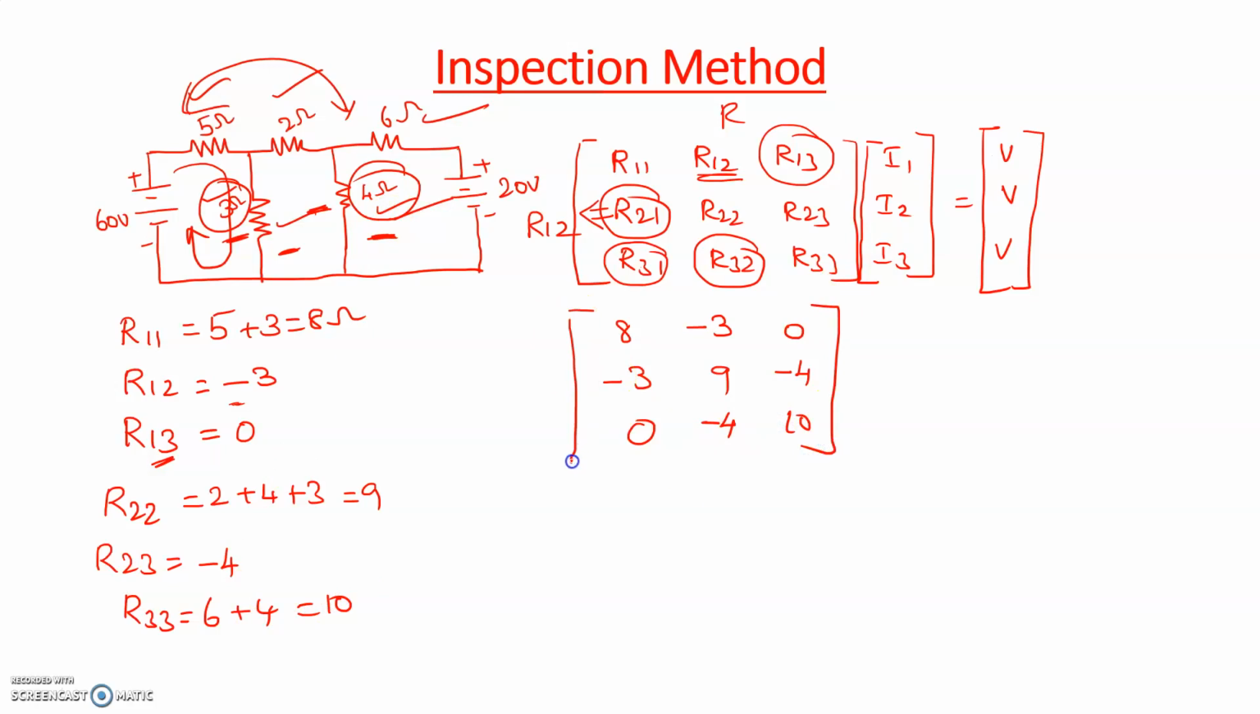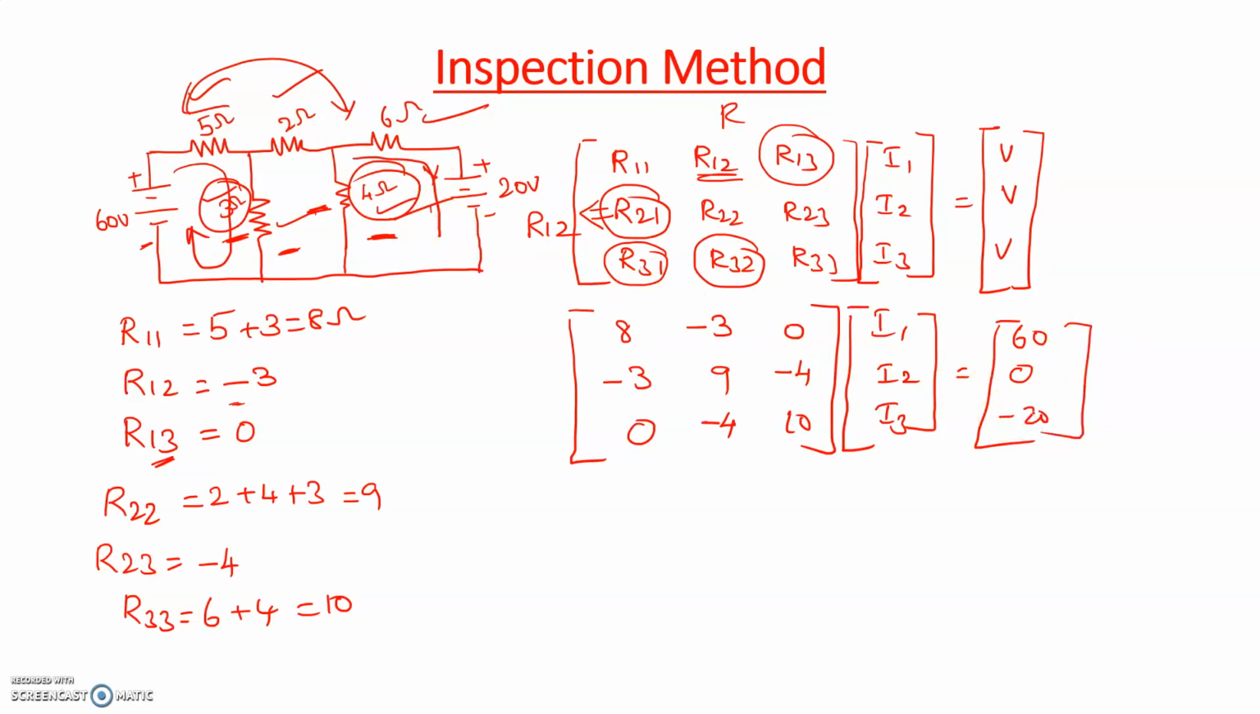Once we have formed the resistance matrix, we multiply it with the currents, the unknowns I1, I2, I3, whose values have to be found, and this is equal to the voltage matrix. What is the voltage in the first loop? With respect to the current direction, it enters at the minus terminal and leaves at the positive terminal, so this is plus 60 volt. In the second loop there is no voltage source, so it is 0. In the third loop, according to the current direction, the current enters at the positive terminal and leaves at the negative terminal, so this is minus 20.